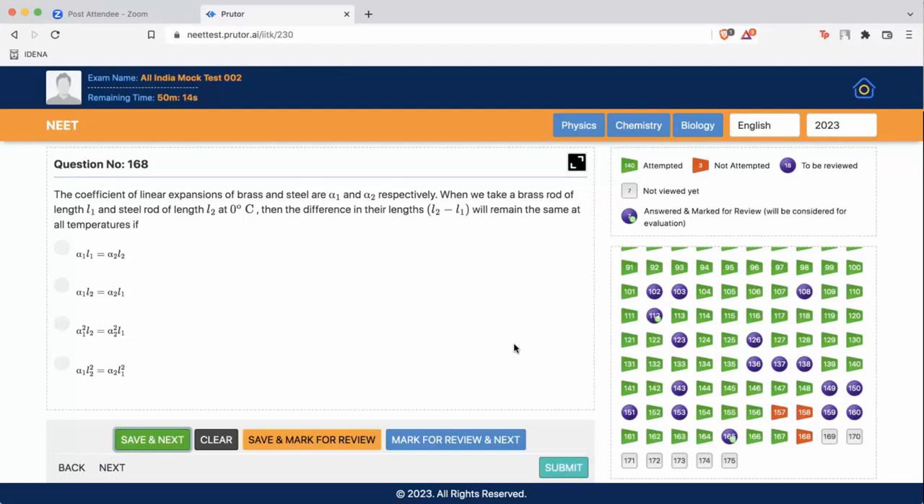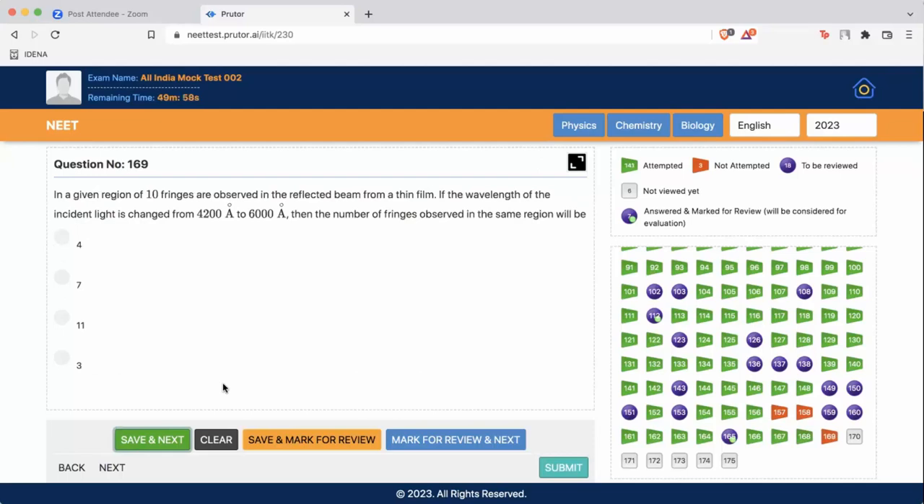Take L1 alpha 1 delta T, that's the expansion, and L2 alpha 2 delta T. For the difference in length to be the same, the expansion should be the same. So L1 alpha 1 delta T is equal to L2 alpha 2 delta T. This is a theory question, so it should be pretty easy.